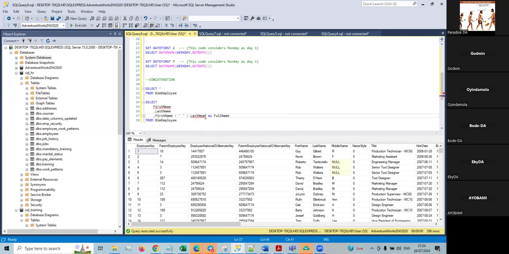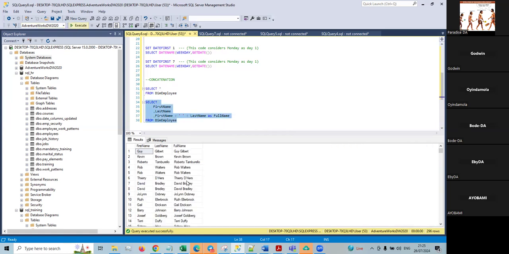LastName, FirstName, LastName. Okay, so when we concatenate this, we know what we will get. Let's just see what that gives us. We get the full name of the person, right? Okay.